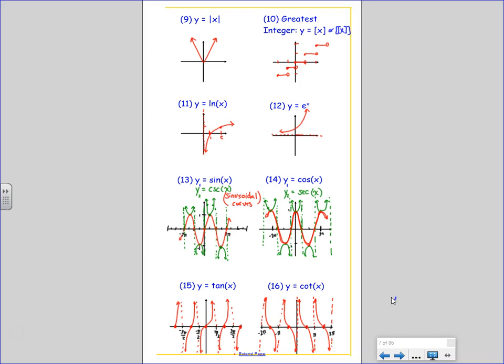If you guys want to put the green sheet in, you can mark off the ones you've done. Use an expo marker to mark off.